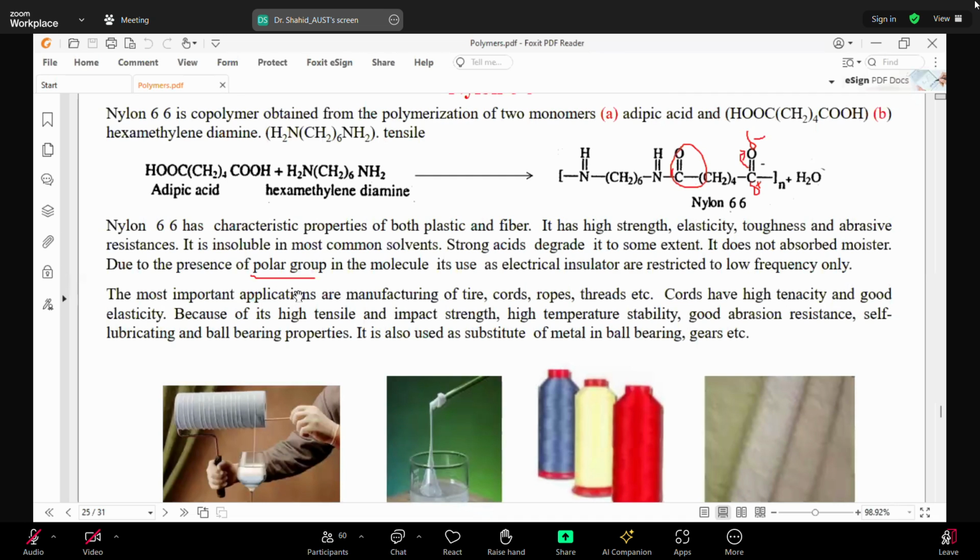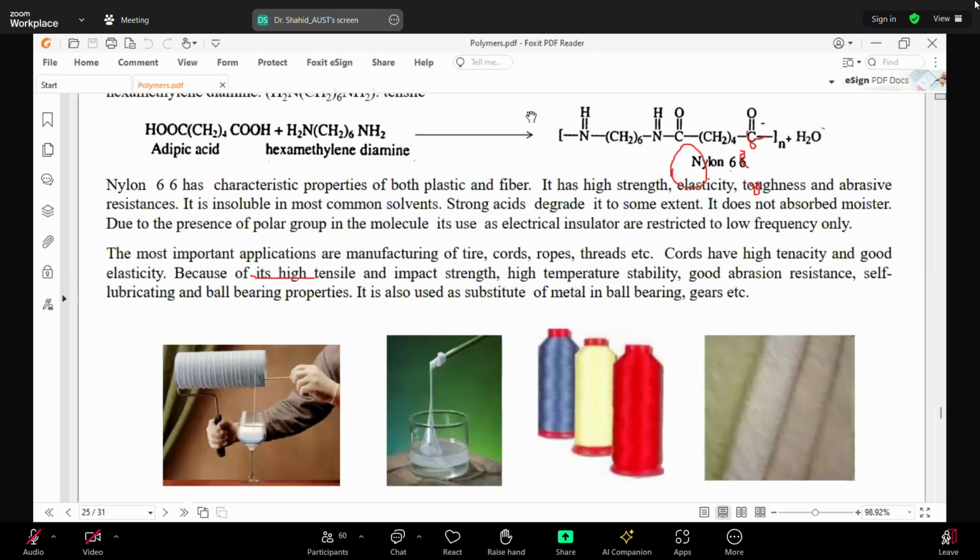So the most important applications are manufacturing of tire cord, ropes, thread. This is the rope, different types. These cords have good elasticity because of their high tensile and impact strength, high temperature stability, good abrasion resistance, self-lubricating, and ball-bearing properties. It is also used as a substitute of metal in ball-bearings and gears.